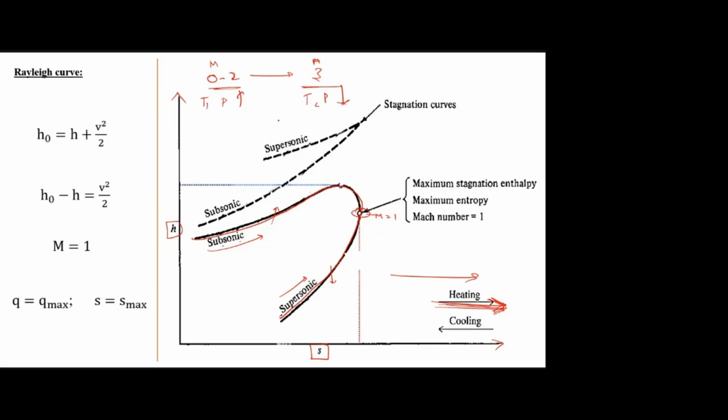Assume T1, T2. If we know the relation between H and temperature, H is equal to CPT. If T1 is higher, H1 also will be higher. If T2 is lower, H2 also will be lower. That's why these are all different H values, right? So subsonic H values are higher and supersonic H values are lower. So this is subsonic curve, this is supersonic curve. Is it clear? Yes, sir. Okay.